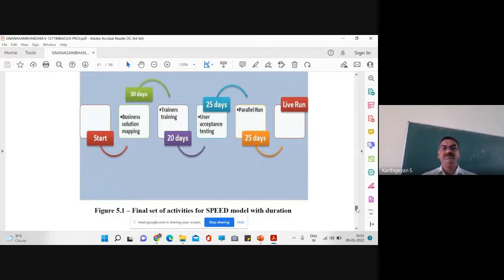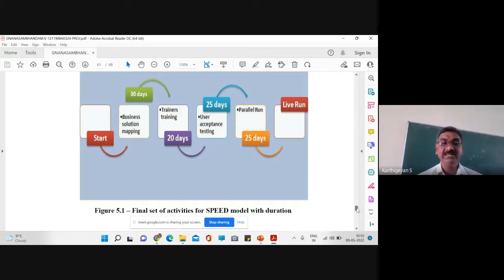Previously I showed you seven different activities consisting of 170 days to complete the project. Now that is clubbed and reduced based on PERT, the Program Evaluation and Review Technique that you are studying in your course, directly used to reduce the total project completion time to 100 days. Business solution mapping only 30 days, trainers training 20 days, user acceptance testing 25 days, and parallel run for 25 days. If you just add, you will get 100 days.